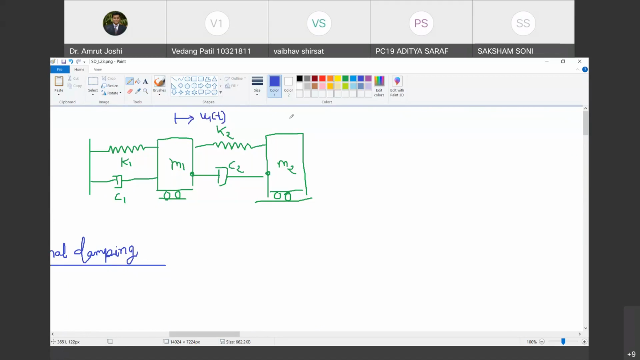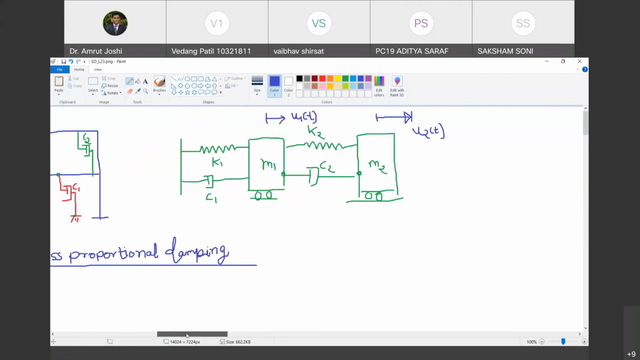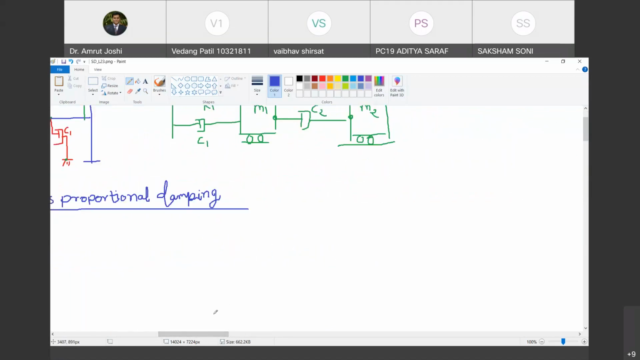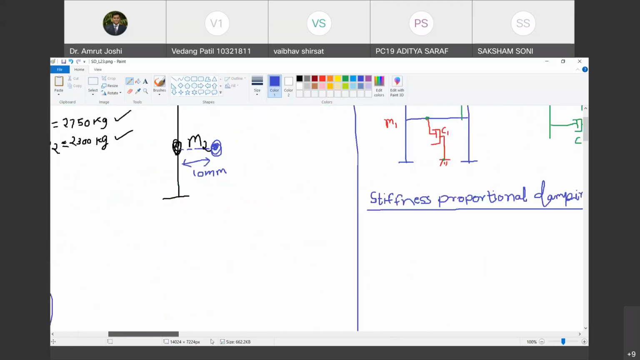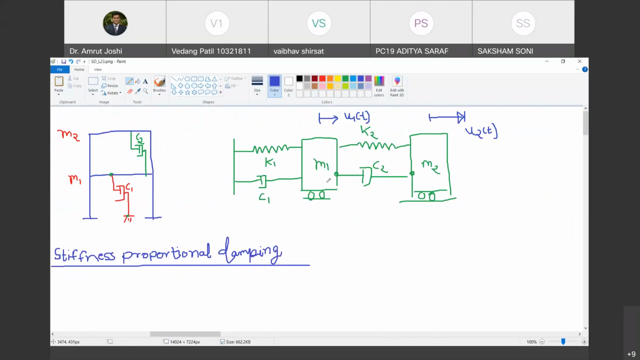So U1 of T is, at any given instant of time, the displacement of M1 in the X direction. At the same instant of time, the displacement of mass M2 is U2 of T. Now we are going to derive the equations of motion quickly. We have done this exercise elaborately in the previous case, so here we are going to do it very quickly.